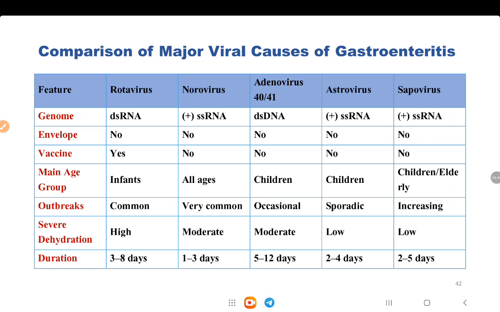This table compares the general features of the major viral causes of gastroenteritis, including their structure, epidemiology, clinical features, and diagnostic methods. This comparison helps you in the diagnosis, examination, and control of the infections.